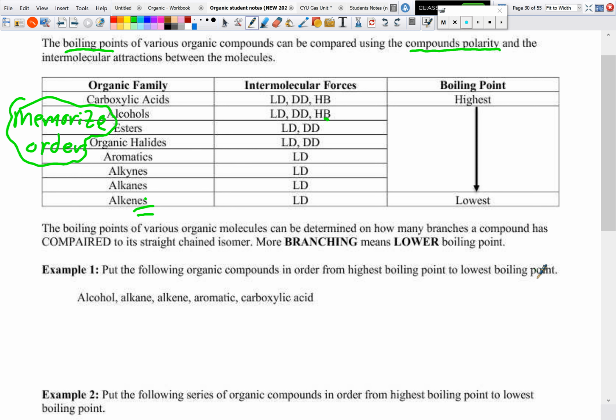So we're just looking at the chart, and these here are chunked out a little bit. We have our carboxylic acids, that's going to have the highest. Next our alcohols, then our aromatics, then our alkanes, then our alkenes, right? Remember, alkene is always the lowest.